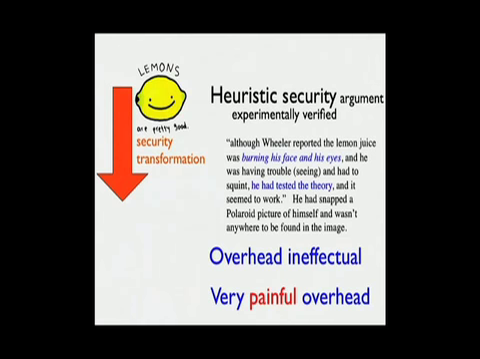So when he was interviewed further, basically he said he had apparently snapped a Polaroid picture of himself with lemon juice on his face. And then when he developed that Polaroid picture, apparently he was not in that picture. Okay, so based on that sort of experiment, he thought that this thing would work.